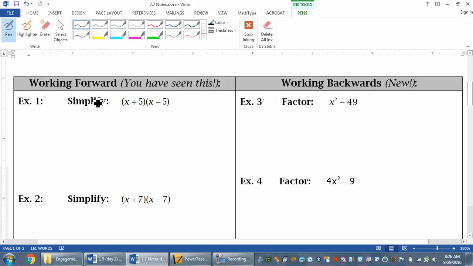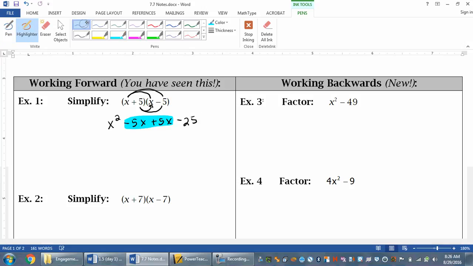So let's talk about what we've already seen. Simplify. Remember, simplify means multiply or combine like terms. For example 1, we're going to distribute. So x times x makes x squared. x times negative 5 is negative 5x. 5 times x is positive 5x. 5 times negative 5 is negative 25. When we combine like terms, you recognize that negative 5x plus 5x is 0, so it goes away, which drops down to x squared minus 25.